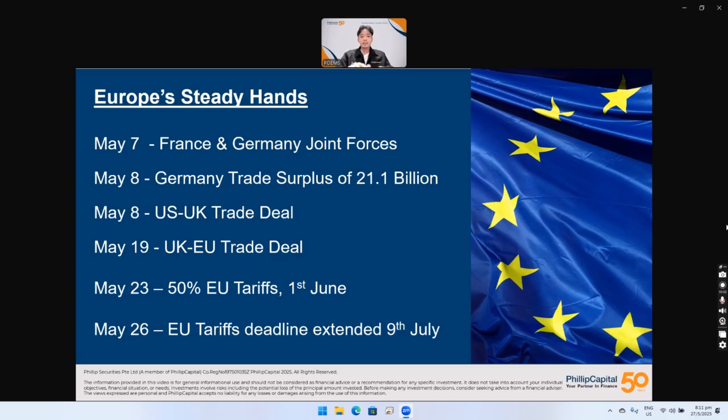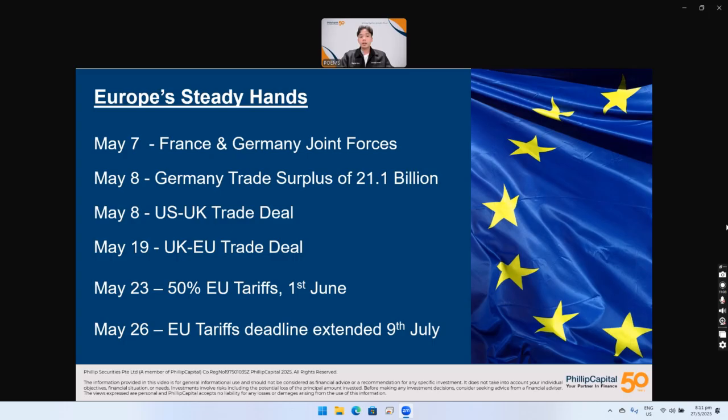This is important, and this is going to show you why a lot of investors flock to Germany and other European countries. Also on May 8th, we have the US-UK trade deal. This is, I believe, when the UK actually bought a lot of US Treasuries. So if you follow the US Treasury market closely, you actually see a lot of China's holding of US debt move to the UK itself.